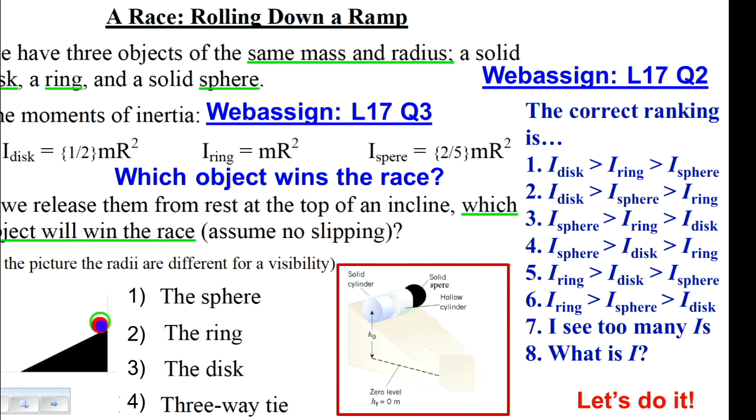What's your choice? Ring. Why? So if you answer question number 2 first, what ranking do you choose? Ring, disk, sphere. Ring, disk, sphere, number 5. So the most inertial object is this. The most inertial, right? It has most inertia.